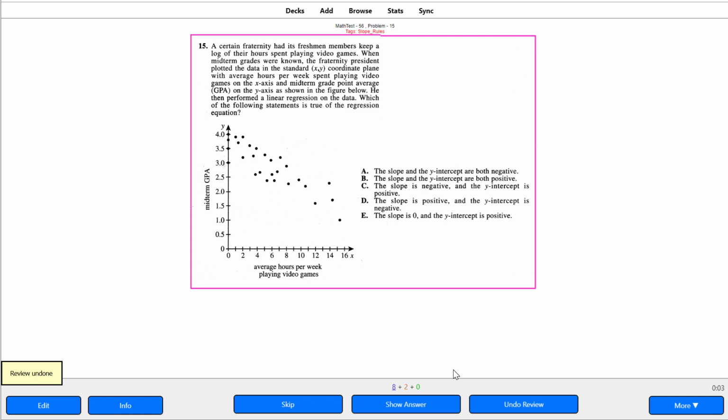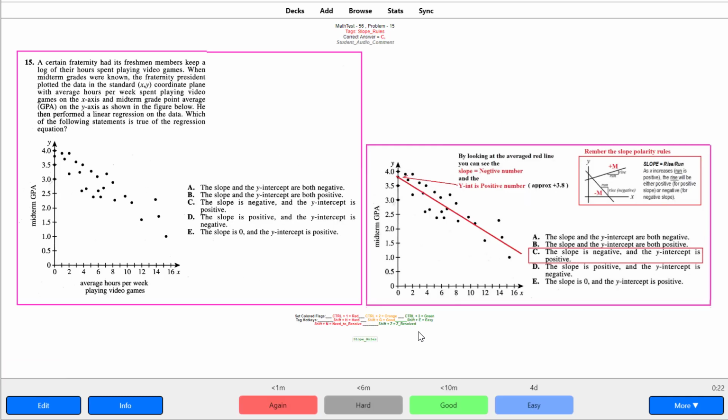In problem 15, we're looking at a chart and asked to make some evaluations on it. If you summarize that chart and just draw a straight line through the data, you see that the slope is definitely negative, and you can see that the y-intercept is positive. And if you look at answer C there, the slope is negative and the y-intercept is positive. And so that's answer C.